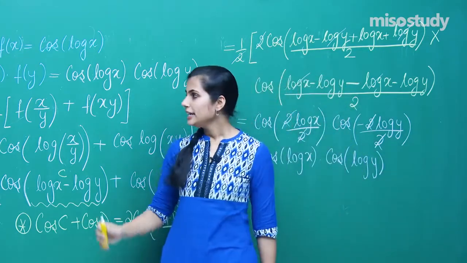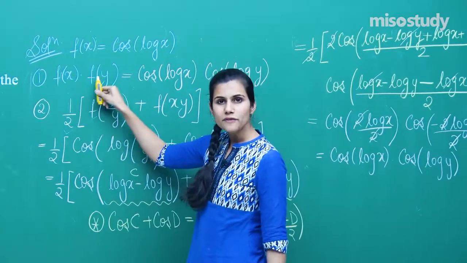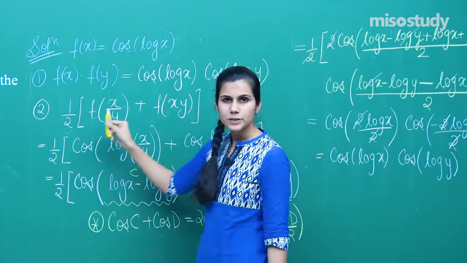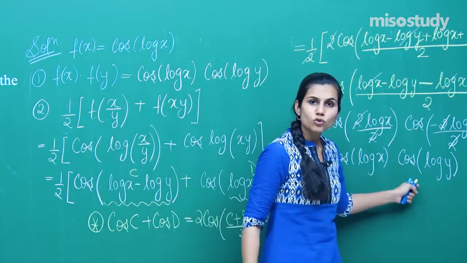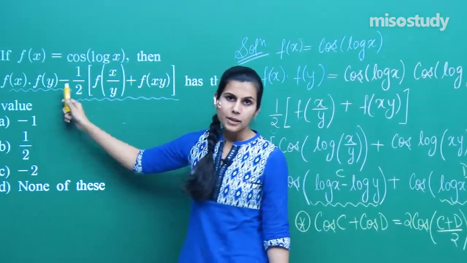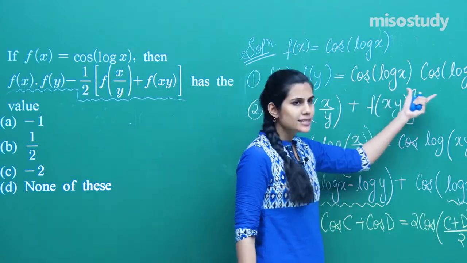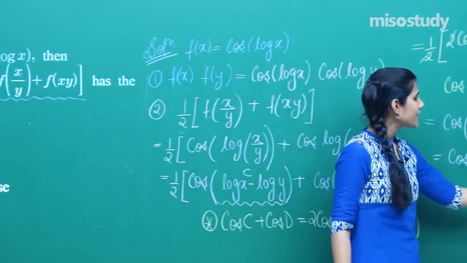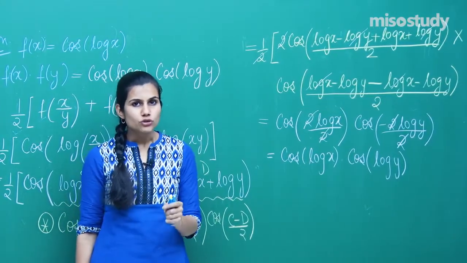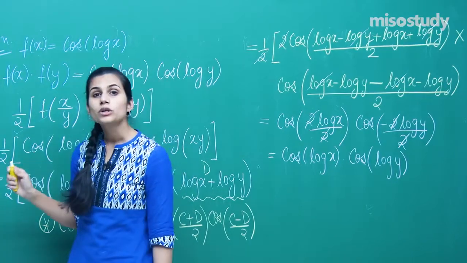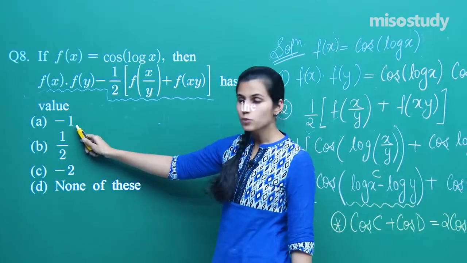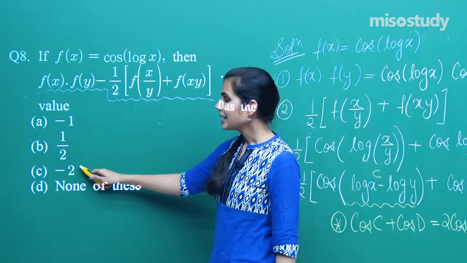And therefore, in the first expression, which is f(x) into f(y), you had cos log x into cos log y, and with the help of this second expression also, you have cos log x into cos log y. You are supposed to subtract them. That means you are subtracting cos log x cos log y minus cos log x cos log y. That means you are obtaining as your solution option number which one? A says that this has value minus 1. No, it doesn't have minus 1. 1 by 2? No. Minus 2? No.